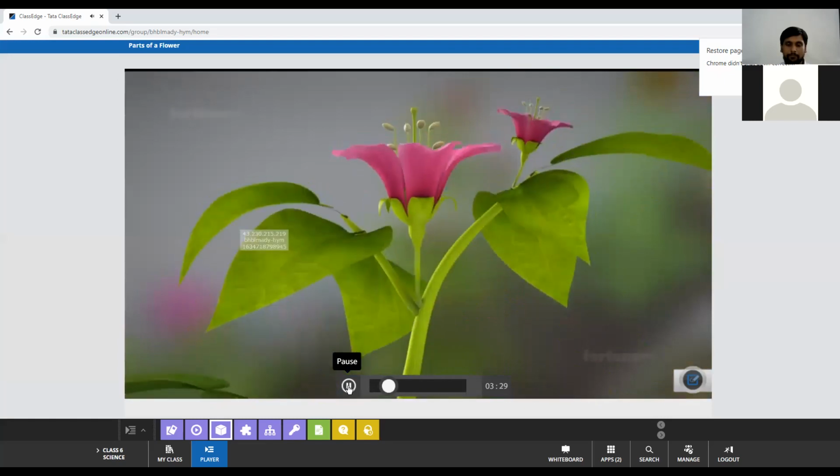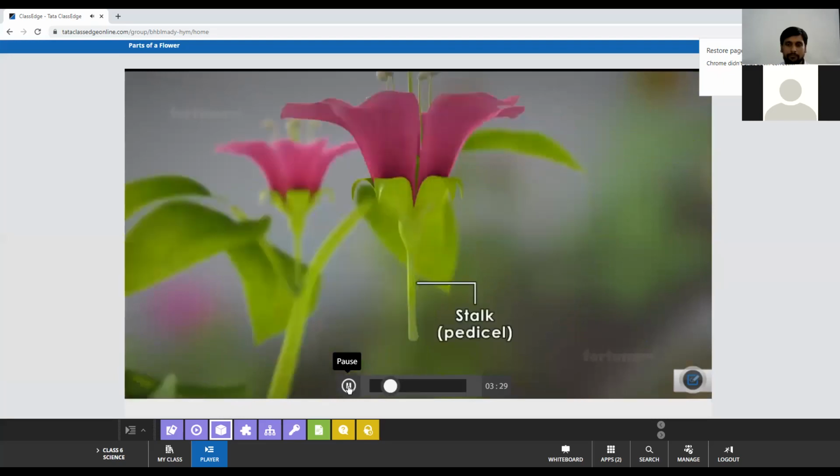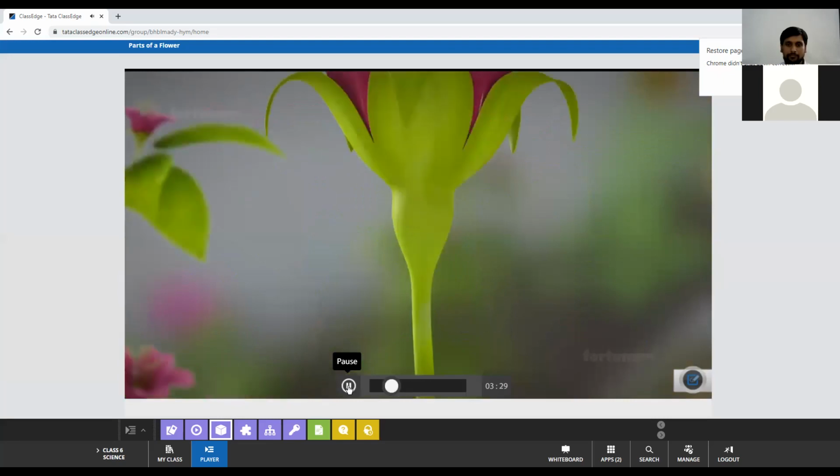A flower will extend from the plant on a small stalk called a pedicel. The tip of the pedicel will widen into a receptacle that holds the different parts of the flower.